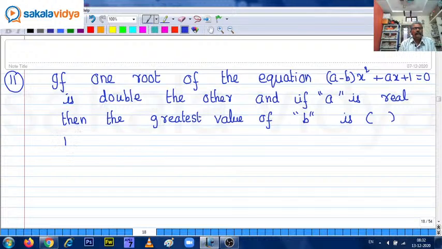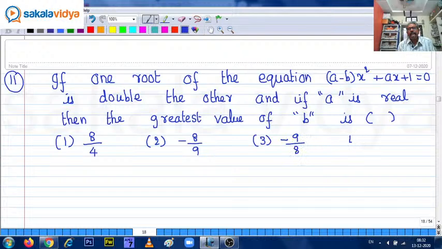See, the first option is 8 upon 4, the second option is minus 8 upon 9, the third option is minus 9 upon 8, the fourth option is 9 upon 8. So please, my dear children, once again go through the question. The first step is very, very important. You need to read the question very carefully, understand what is given and what needs to be evaluated. Keep that in mind.